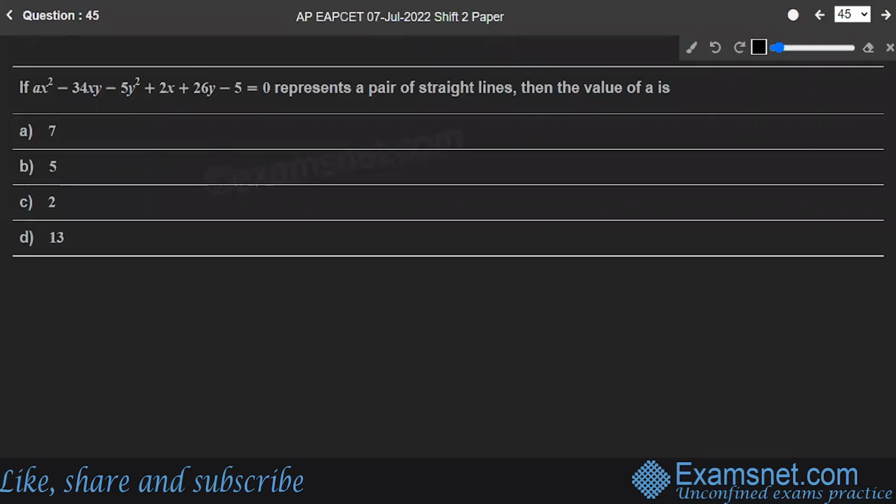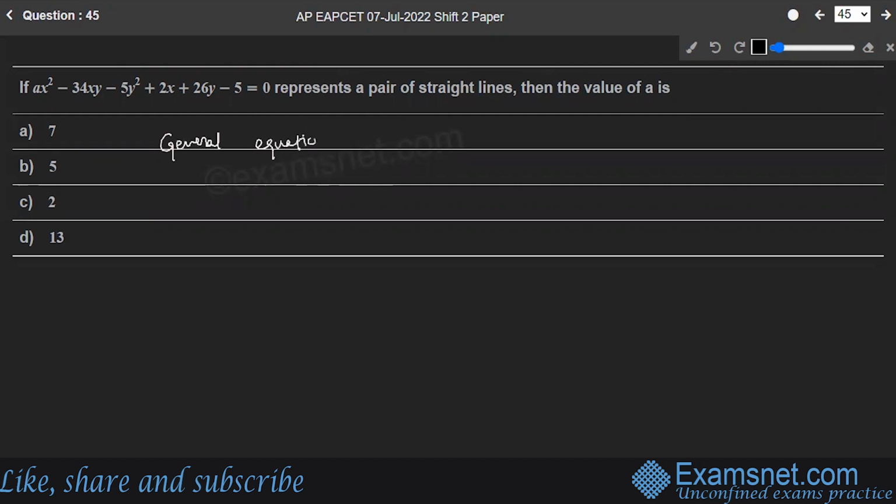Question number 45. If ax squared minus 34xy minus 5y squared plus 2x plus 26y minus 5 is equal to 0 represents a pair of straight lines, then the value of a is. First of all, what is the general equation for the pair of straight lines?